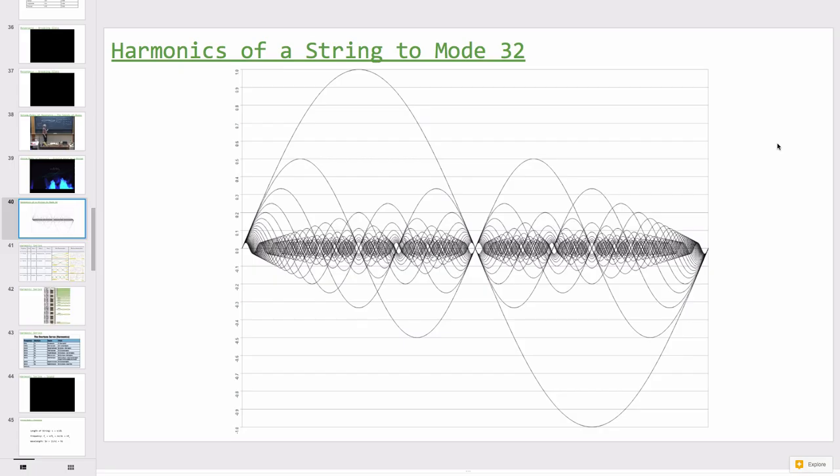We can see in this diagram 32 modes of oscillation. So you see, actually we don't see mode 1. Where's mode 1? But then you see mode 2 right there. So you don't see the fundamental. And then, is that 3? Yep. And then 4, et cetera, all the way down to 32.